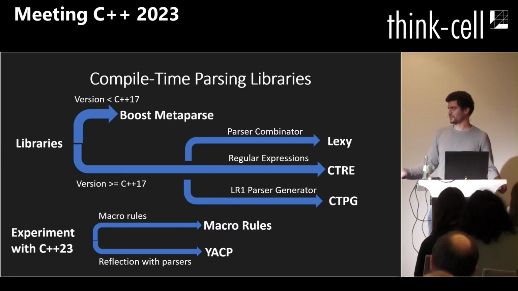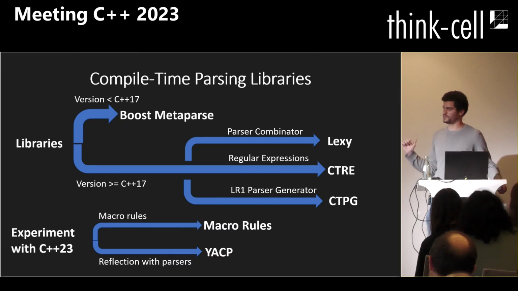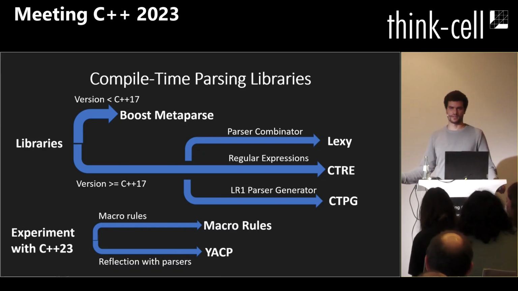If you would like to try more experimental things with C++23, then you have the option of trying the macro rules library to see how Rust's macro rules can be implemented in C++, or use YACP to see the complete implementation of the examples that we've seen here and how reflection can be used with compile time parsers.